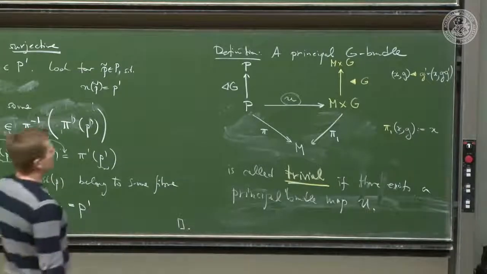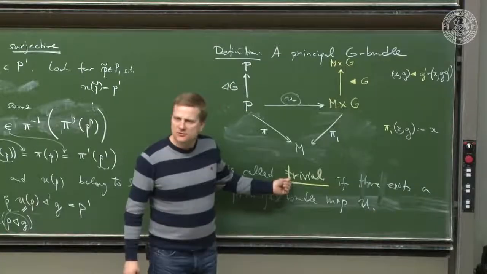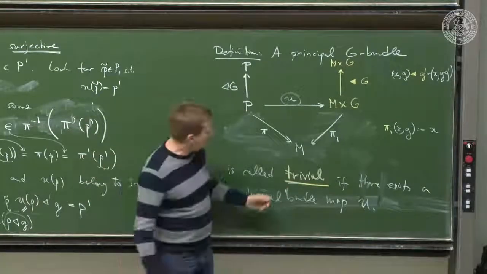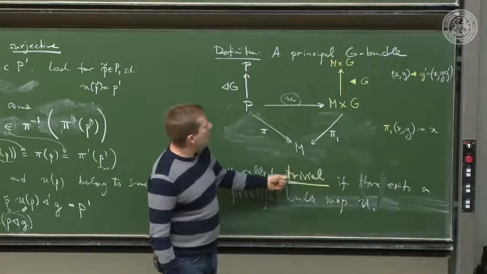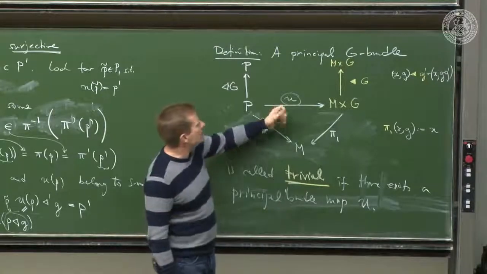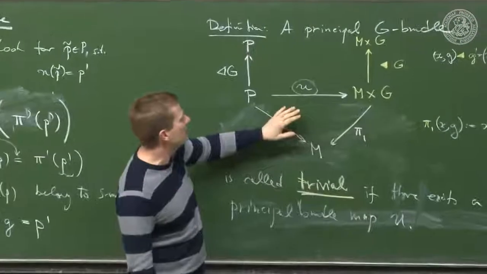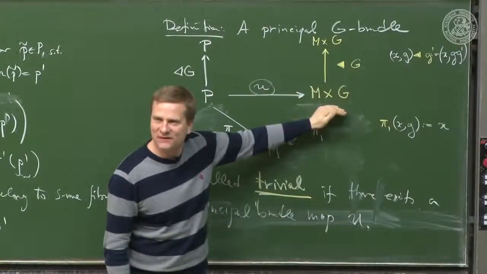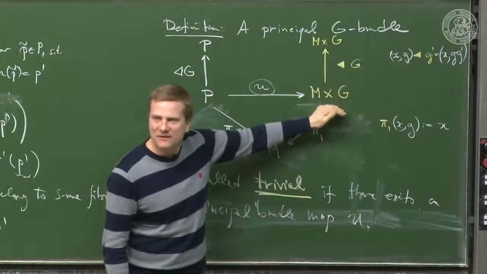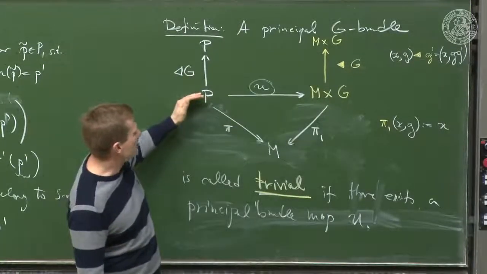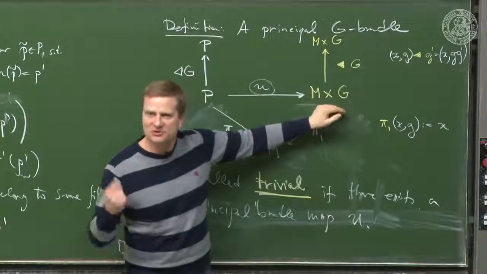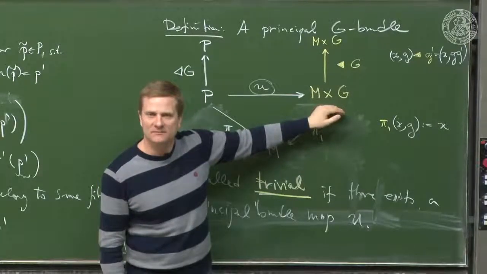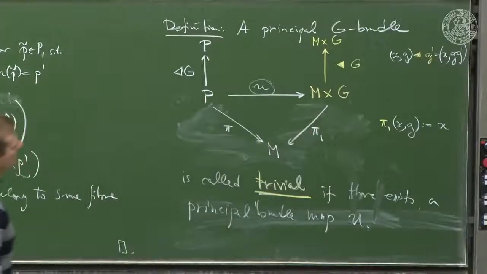And again, I emphasize, if we had not introduced the notion of a principal bundle map, one might have been tempted to say a principal G bundle is trivial if there exists a bundle map to the trivial bundle. But that's not enough. We only call it trivial if there exists a principal bundle map, which is a stronger notion. Okay? Principal bundle map. That's this thing. Good.